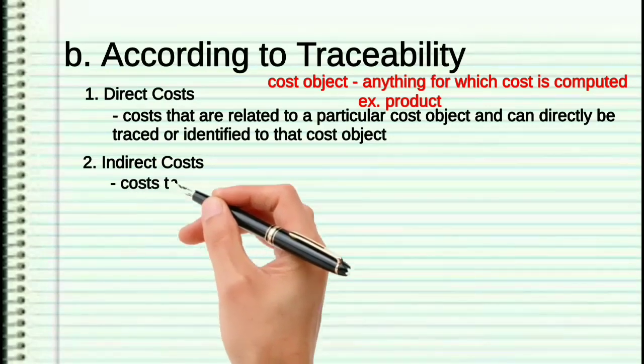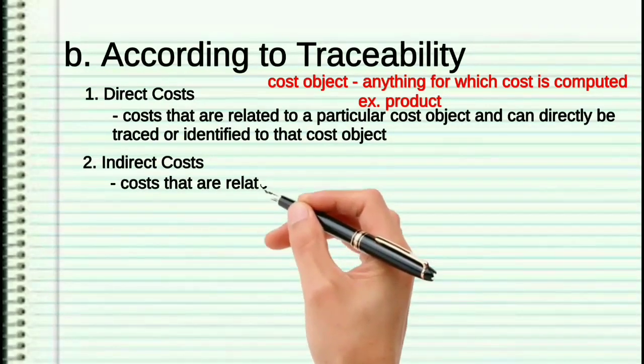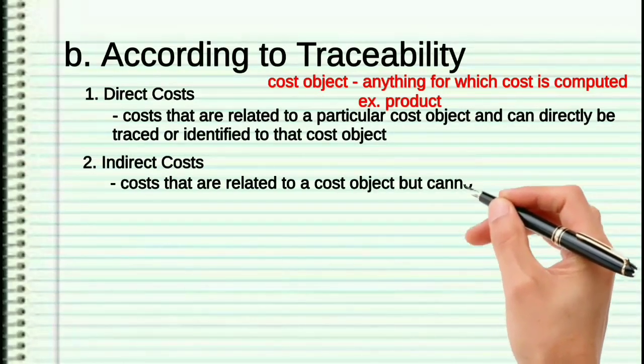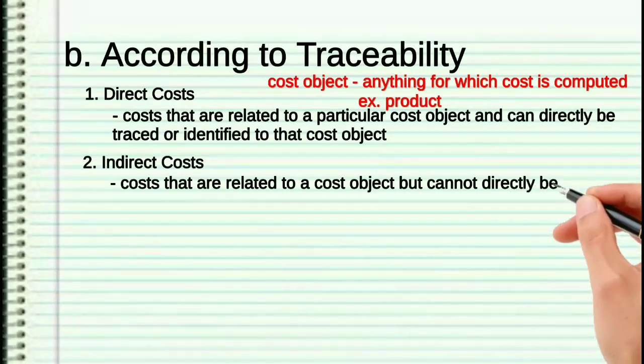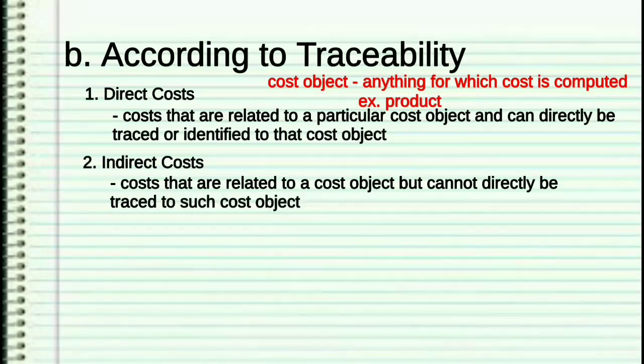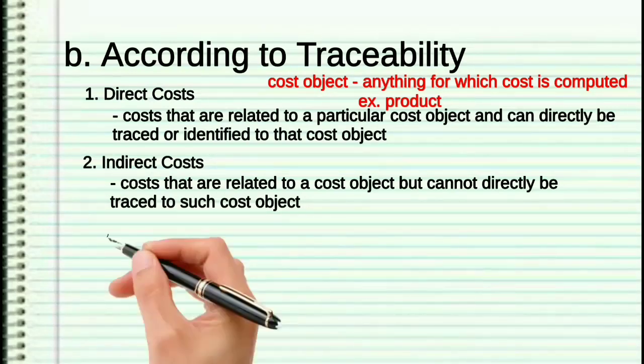On the other hand, indirect costs are costs that are related to a cost object but cannot directly be traced to a cost object. This is the opposite of direct cost kasi nga although related siya dun sa cost object natin, yun nga lang, hindi siya directly traced or identified to the cost object.